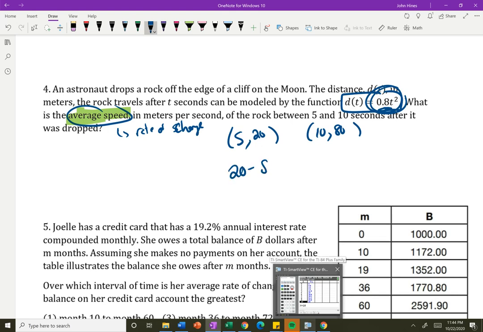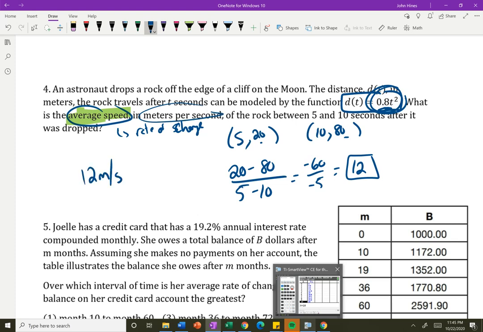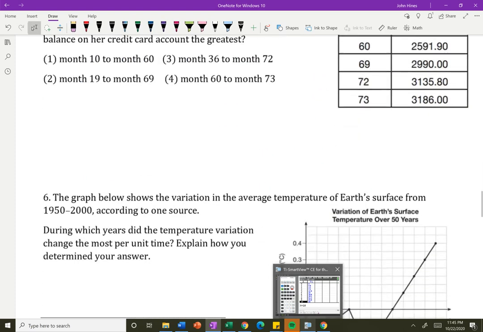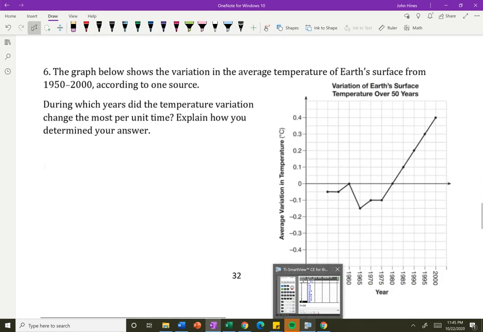So 20 minus 80, change in y over change in x. Negative 60 over negative 5 is positive 12. Positive 12 what? What speed is that? Meters per second. 12 meters per second. That's my average rate of change. Average speed is the same thing as average rate of change. Number 5 takes too long for the video, so let's end with number 6 here.